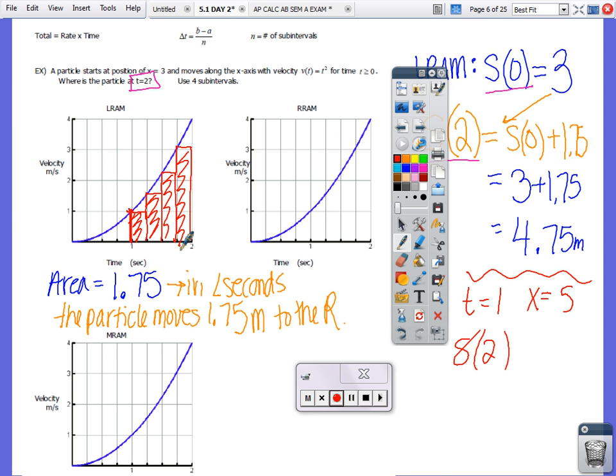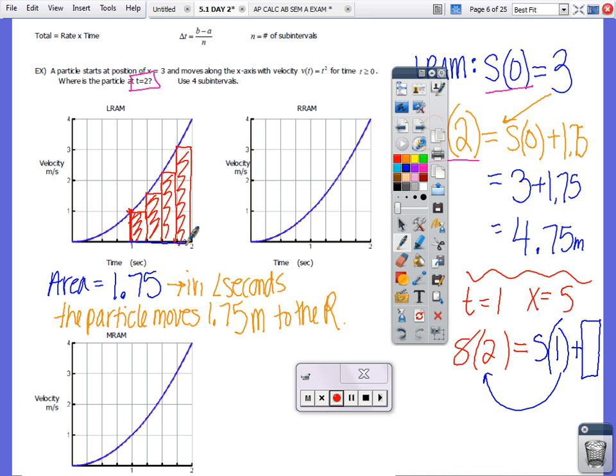Perfect. So if I wanted to find the position at 2 seconds, I would need to know some starting position. The starting position I gave you this time was at time equal to 1. And then I would need to know the area from 1 until 2 only. So what you have over here is a graph of everything. If I only ask you from 1 to 2, then I only need the area from 1 to 2.